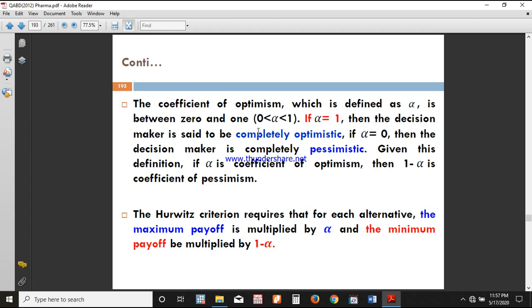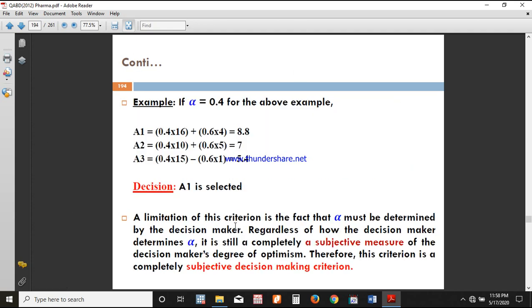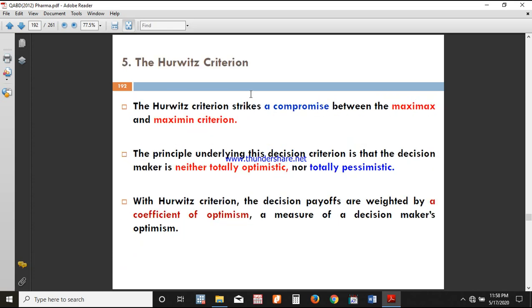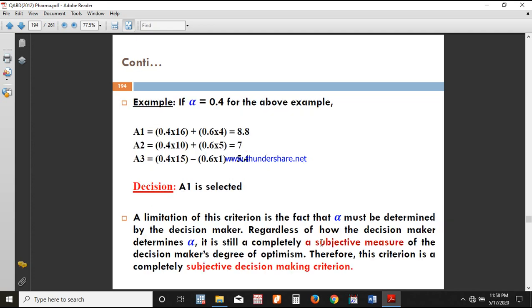If alpha is 1, then the decision maker is said to be completely optimistic. If alpha is 0, then the decision maker is completely pessimistic. This alpha value is given by personal judgment, or based on intuition, or based on his experience. A manager can simply determine the alpha value. Now we consider the original table. Based on the manager's intuition, the alpha value here is 0.4.